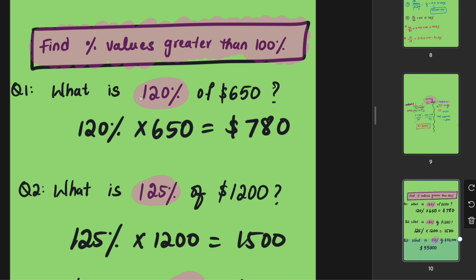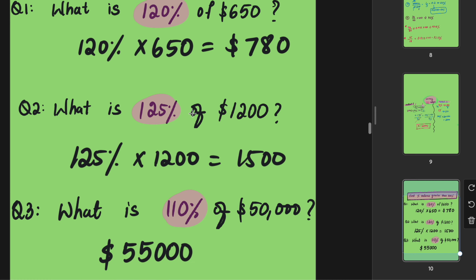Like for example, what is 120% of $650? So it is possible. So something can be greater than 100. So in that way, nothing to panic. You would have done 120 divided by 100 times 650, or you type it in the calculator as is and you will figure out the answer.